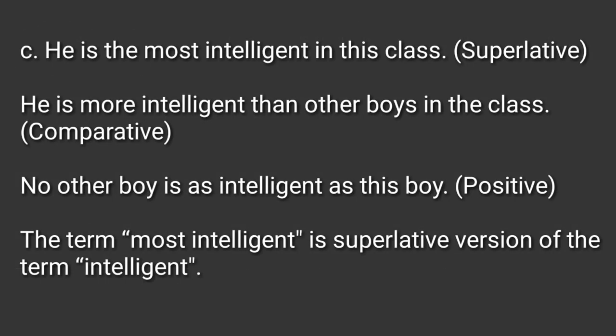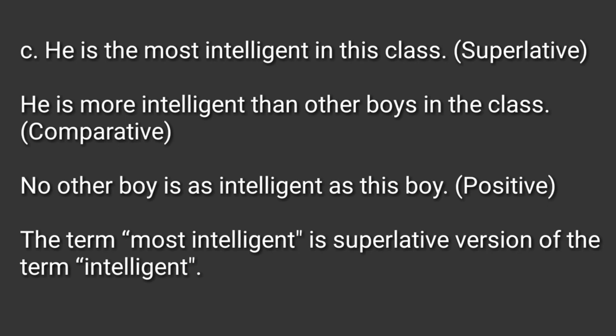He is the most intelligent in this class. It's a superlative form. What's the comparative form of this sentence? He is more intelligent than other boys in the class. Okay, he is more intelligent comparing with other boys. Then what's the positive form of the same sentence? Positive degree of the same sentence. No other boy is as intelligent as this boy.